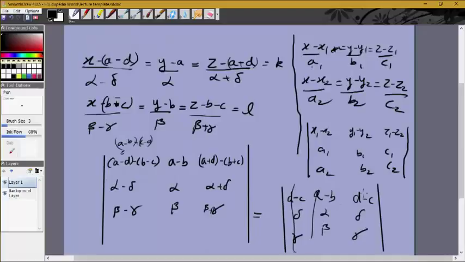Now you can see the first and third columns are completely identical, which obviously means this determinant is 0, and hence we've been able to prove that these two lines given to us belong in the same plane, they are coplanar.